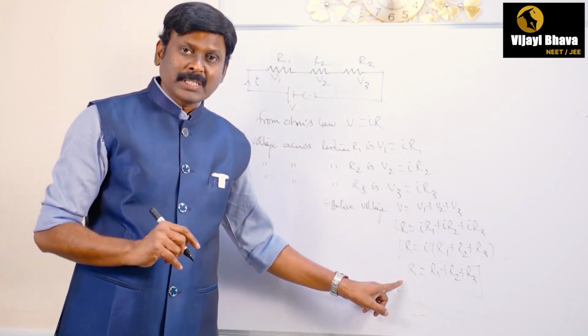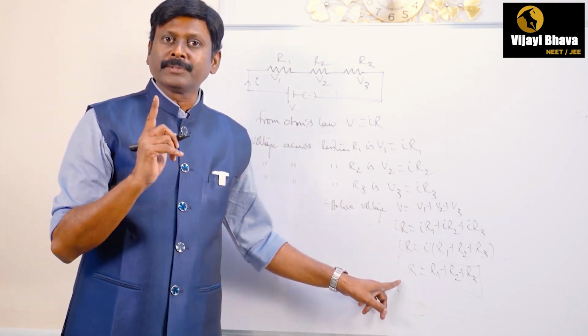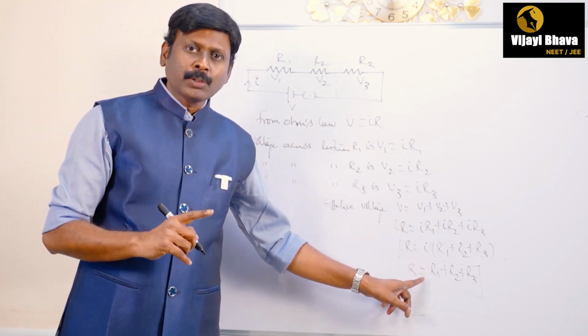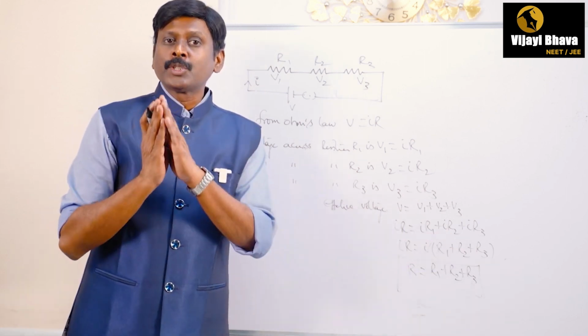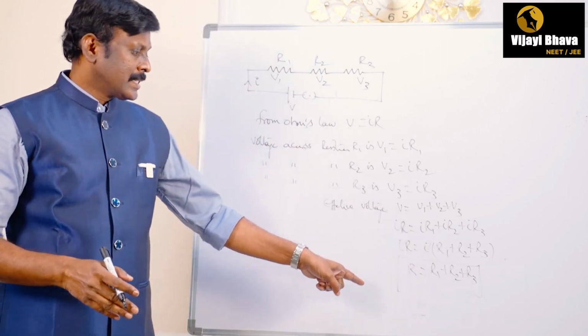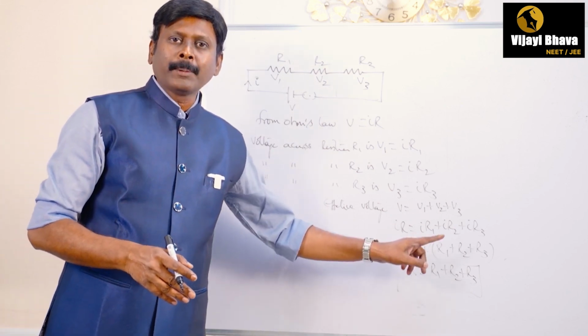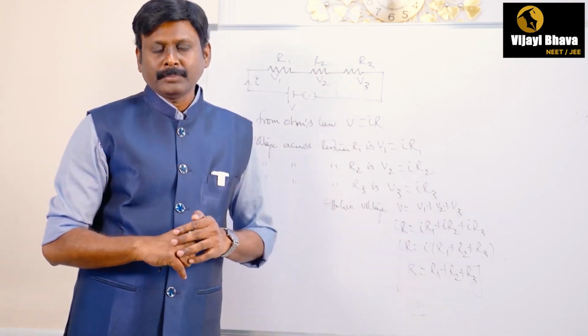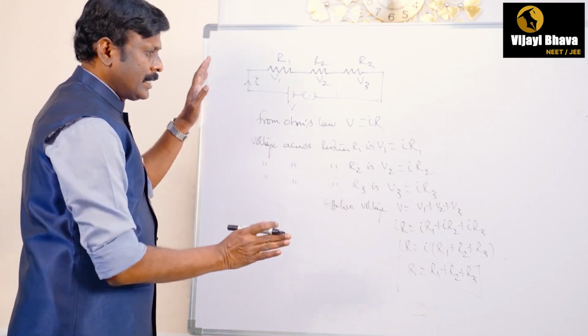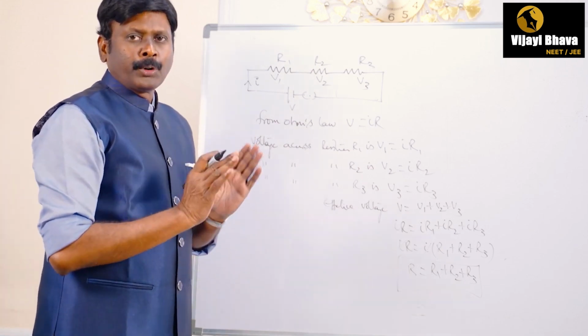The effective resistance in series combination of the resistors is equal to the sum of individual resistances. Thus, R is equal to R1 plus R2 plus R3. Now, this is sufficient for the board exams.